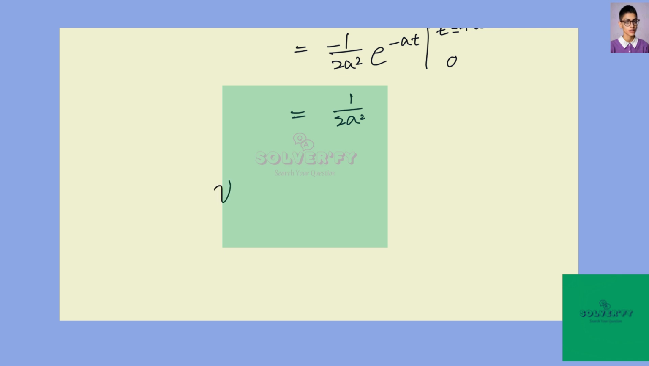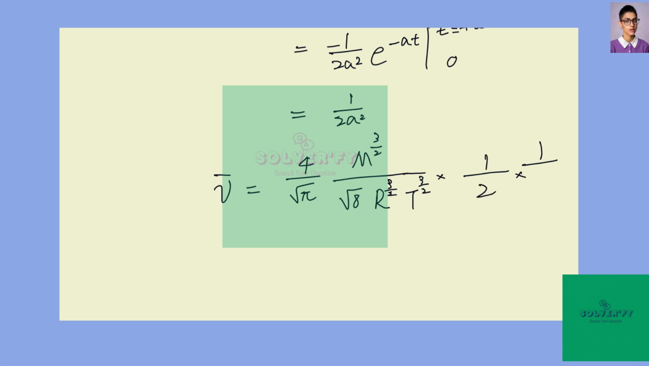That means our v bar will be actually equal to, okay, let's just keep those coefficients from the very beginning, square root of 8 r to the power 3 over 4 t to the power 3 over 4 times 1/2 times 1 over a squared. What is a? A now is equal to m divided by 2RT. Then we have 4 r squared t squared over m squared.